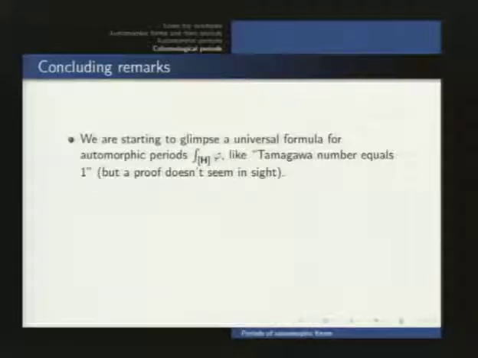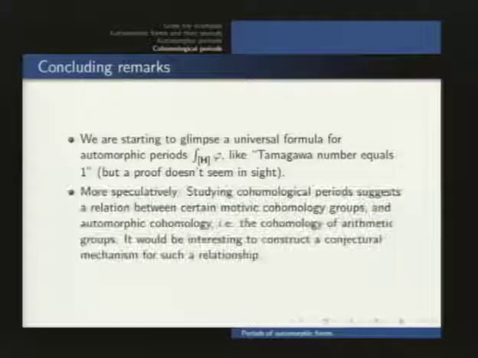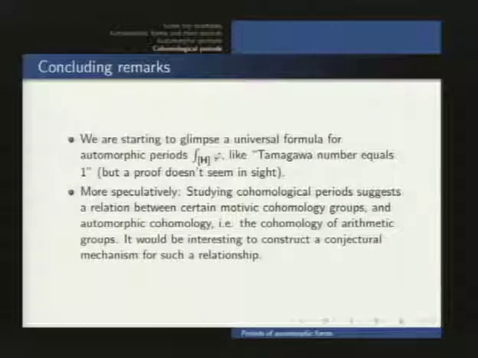That is, the known methods of proof are somewhat limited. As for cohomological periods, I think that they suggest this relation between these very specific motivic cohomology groups, that is, of adjoint motives, and the automorphic cohomology. And as I said, I have no clue what a conjectural mechanism might be. I just have some sort of anecdotal things which you can measure, which seem to be the same. Okay, thanks.